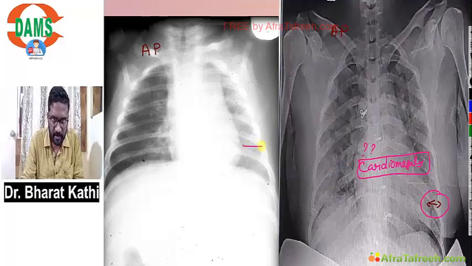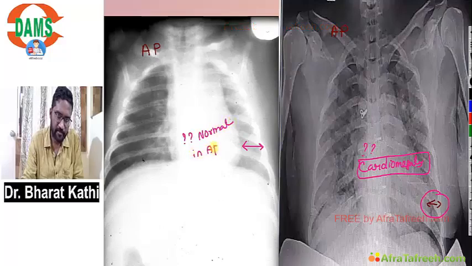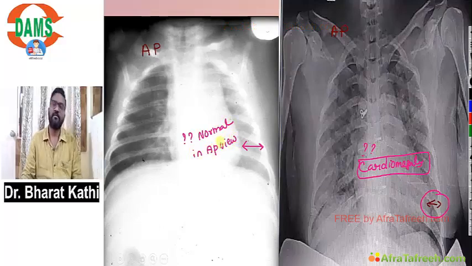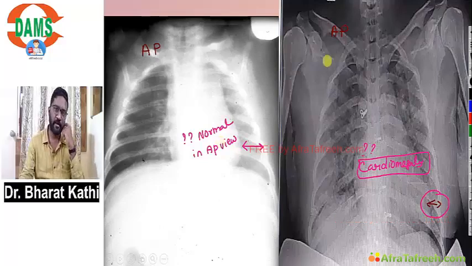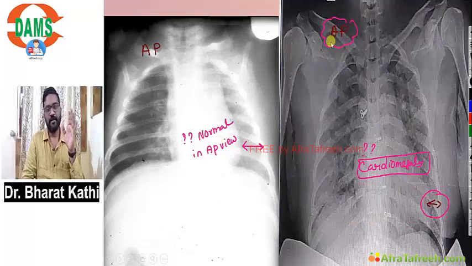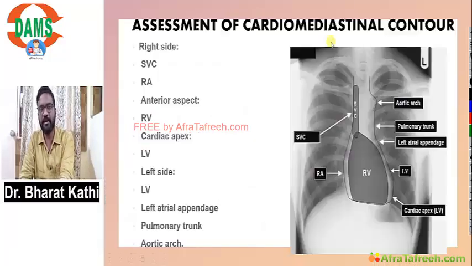Here it is not that close to the chest wall, so this can be normal in an AP view. This is what I was telling you previously. Even on an AP view, you can roughly estimate whether there is cardiomegaly or not. If the heart is definitely touching the left lateral chest wall, it is 100% cardiomegaly. If it is nearer, there is possible cardiomegaly.